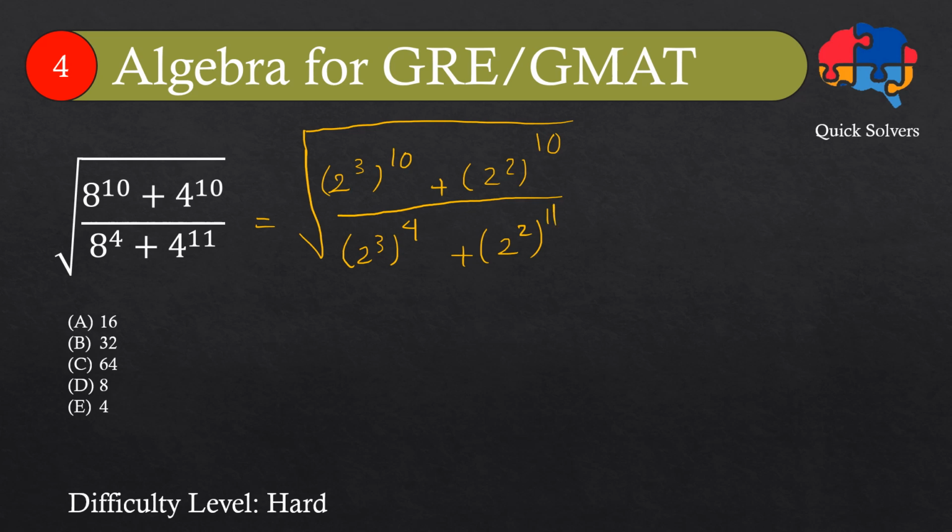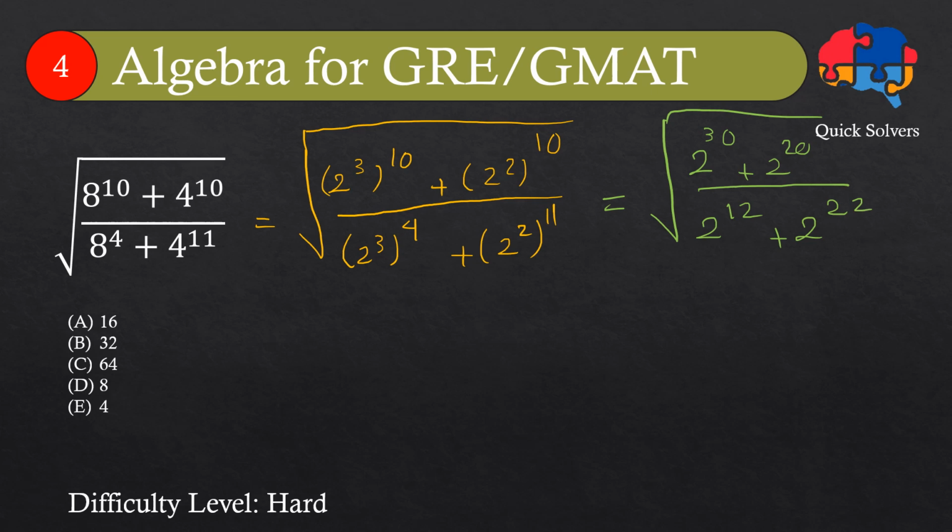Okay. And we know whenever we have a to the power of b to the power of c, this equals a to the power of b times c. So this equals 2 to the power of 3 times 10, which is 30, plus 2 to the power of 2 times 10, which is 20. And in the denominator, we have 2 to the power of 3 times 4, which is 12, plus 2 to the power of 2 times 11, which is 2 to the power of 22.